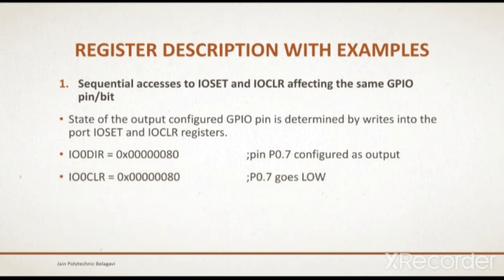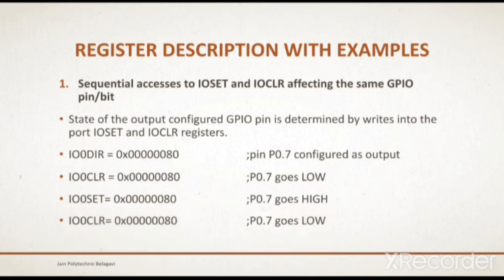IO clear will clear that particular pin or port. IO set will set that particular pin, that is pin 0.7, to high. IO clear will clear the particular pin.